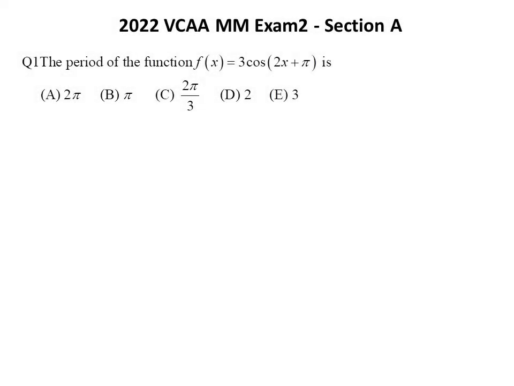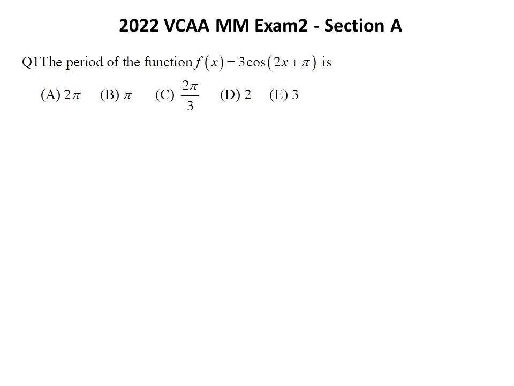Welcome to this VCAA Math Methods exam paper series. This is section A of the 2022 exam 2 paper. There are a total of 20 multiple choice questions in section A and 5 extended response questions in section B. In this video, we will present the first 7 questions in section A.